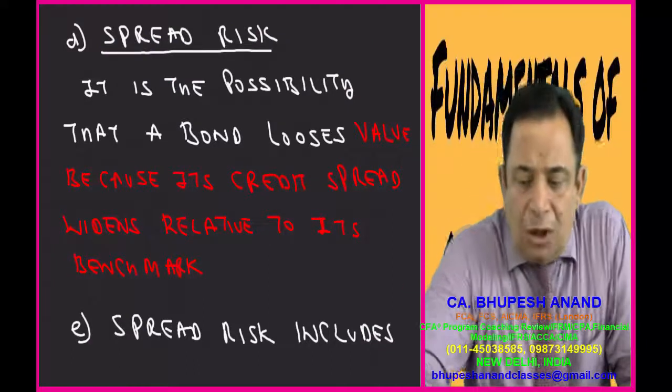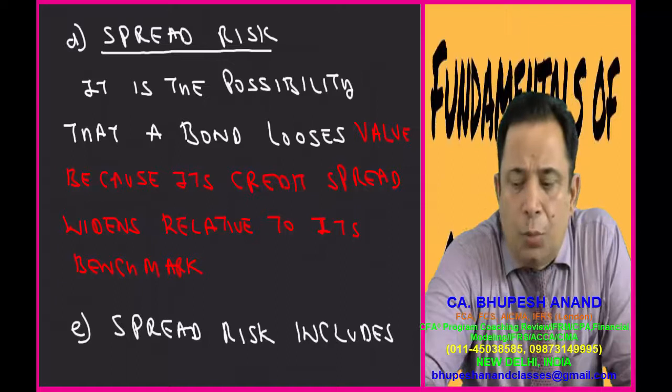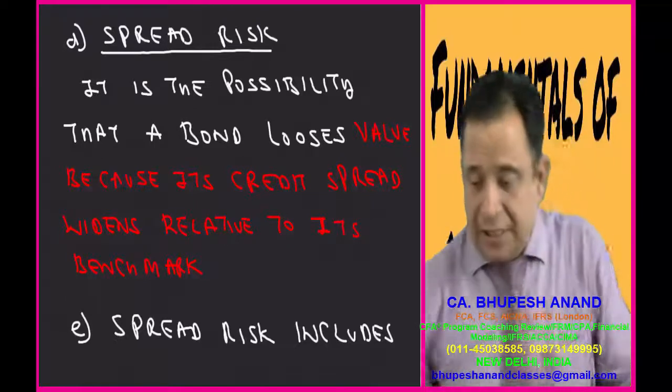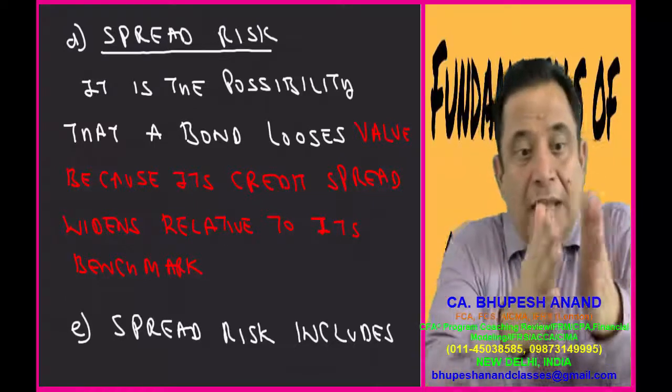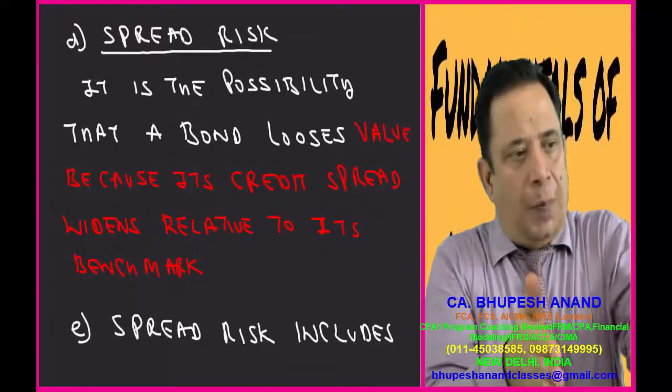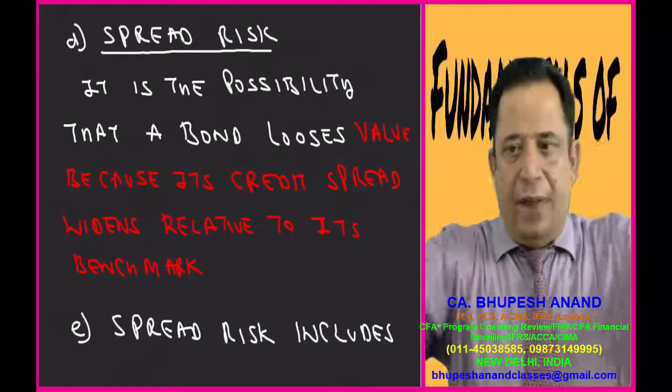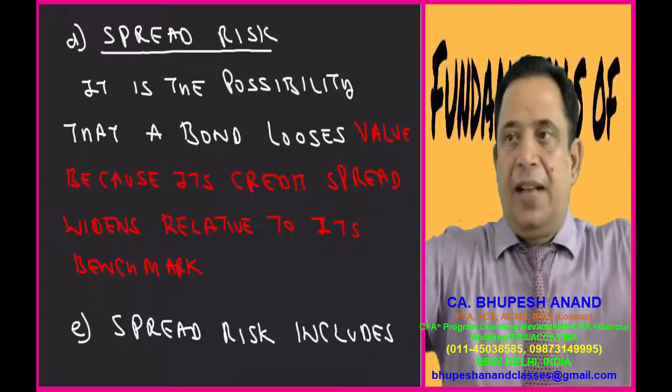and the second is spread risk. It is the possibility that the bond loses value because its credit spread widens relative to its benchmark. Spread risk, please write down spread risk. It means the difference between the corporate bond rate and the benchmark rate. If it increases, if it widens, it is named as spread risk.